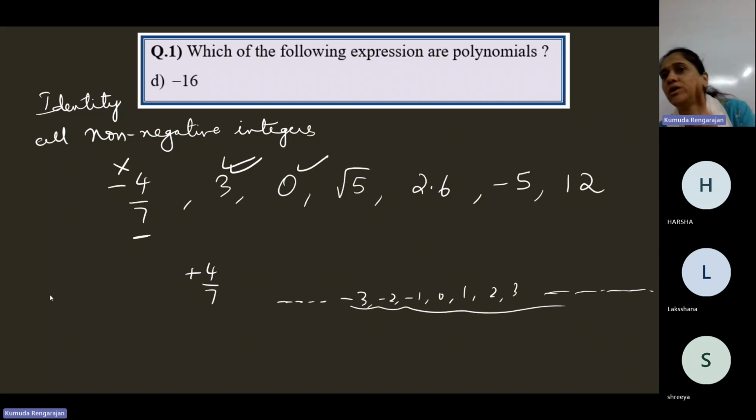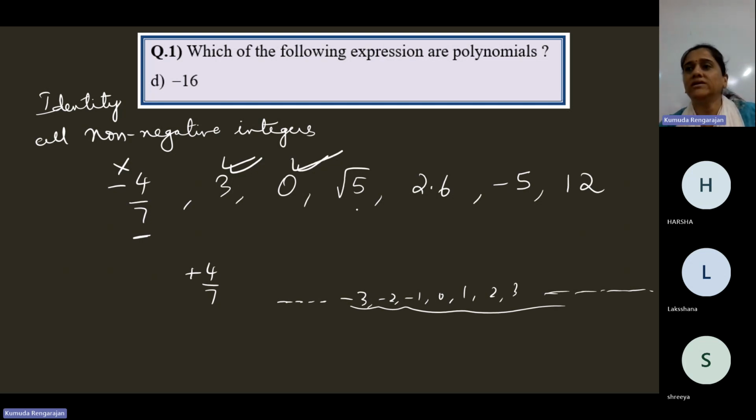0? Is 0 an integer? Yes. And is it non-negative? Yes. 0 is neither negative nor positive. Here, when we say non-negative, it is not negative. Is it negative? No, it's not negative. Is it an integer? Yes. So it's a non-negative integer.